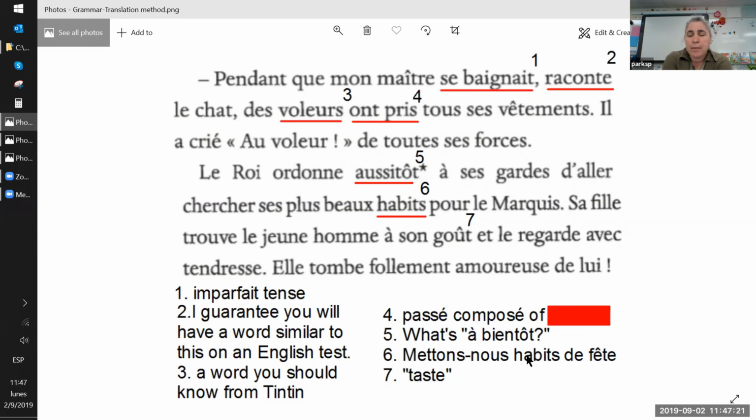So the grammar translation method doesn't really worry about staying in the target language, and that's why many people don't like it right now, because everyone's trying to stay in the target language as much as possible. But frankly, this is the method I used when I was a professional translator.